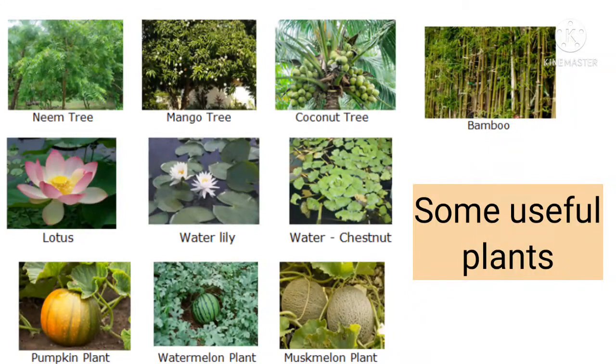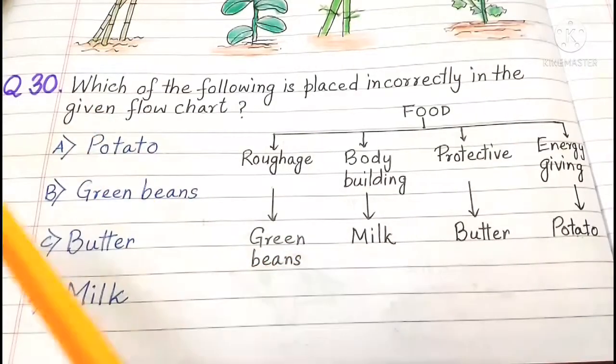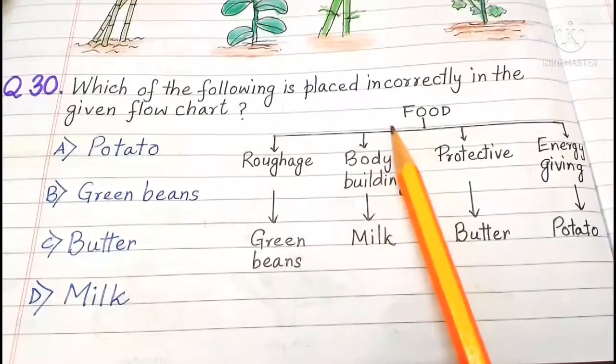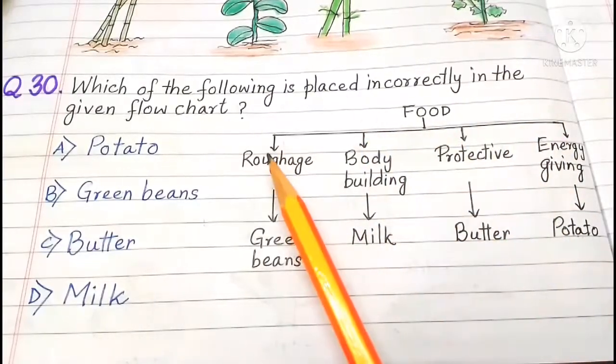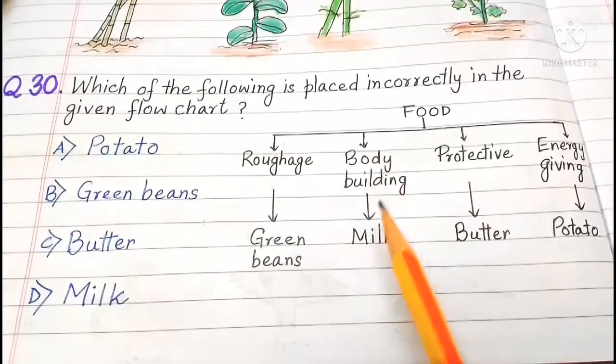So we have a small list of plants and the products that we can get from these plants. You can check out that list. This is question number 30. Which of the following in this particular flowchart is placed incorrectly in the given flowchart? Okay, so which is incorrect? We have to find out that.